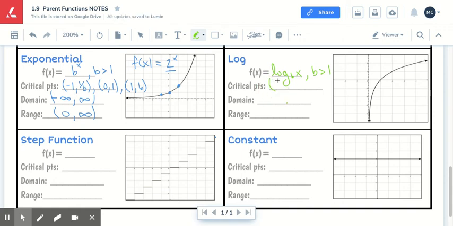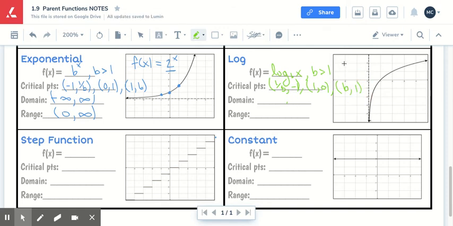So our critical points on this one are actually just taking the critical points from your exponential and reversing the order. So for this point, instead of -1, 1 over b, we would have 1 over b, -1. And for the next one, 0, 1, switch the x and the y, so we get 1, 0. And the third critical point, 1, b switched would give me b, 1.